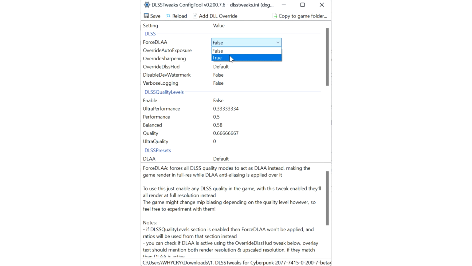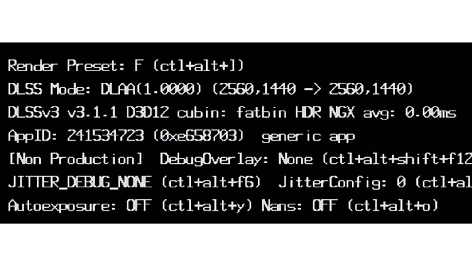DLAA is a zero upscaling mode of DLSS, wherein the game renders at native resolution, but with the advanced anti-aliasing and detailing provided by the DLSS upscaler. It is probably the most advanced AA algorithm out there.